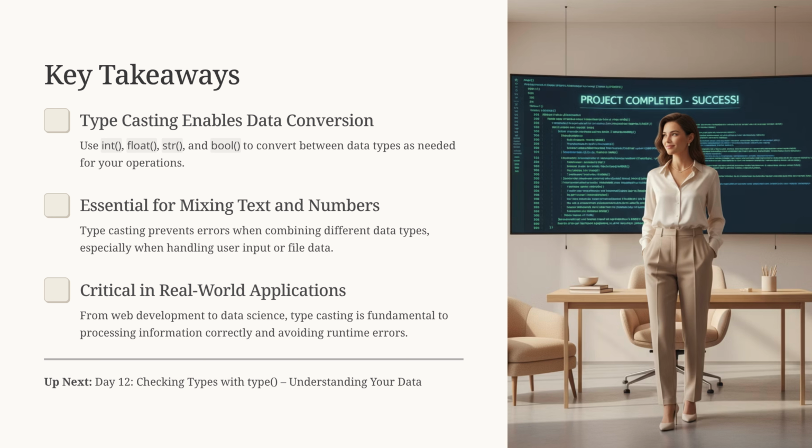Let's wrap up with the key takeaways from this lesson. First, typecasting enables data conversion. Use int, float, str, and bool to switch between data types based on your task. Second, it's essential for mixing text and numbers. You'll need it whenever you're combining user input, file data, or display messages. And third, it's vital in real-world applications. From data science to web development, typecasting ensures your programs process information correctly and prevent type errors.